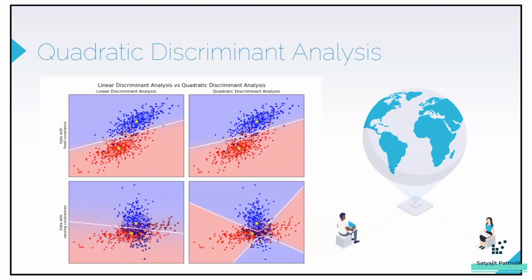Now, the data with varying covariances, you can see that LDA has put a straight line. You can see in the blue area, there are a lot of red dots. These are called outliers, which have been wrongly predicted. The same goes with the second class, the red class, which also has a lot of blue points. That means LDA is not a good choice when the data has varying covariances.